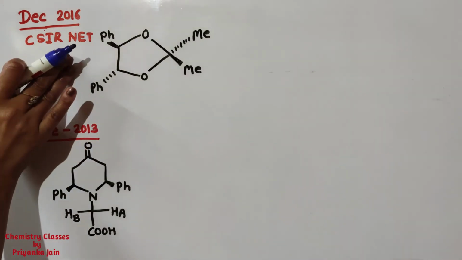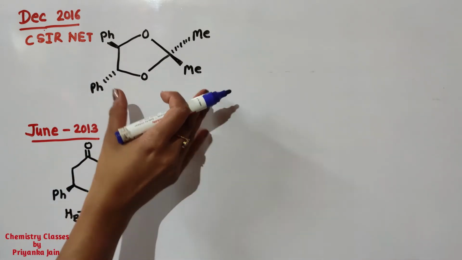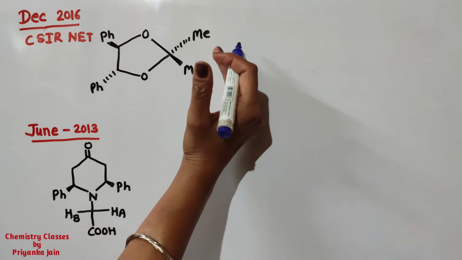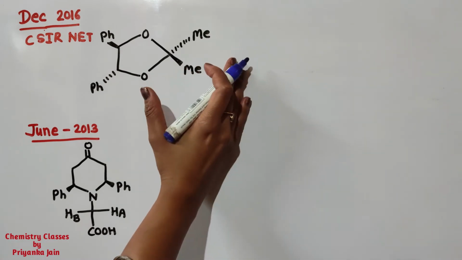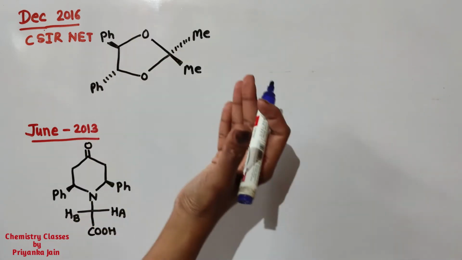Okay, now see this question from the CSIR NET December 2016 question paper. We are given this molecule and we have to identify whether these two methyl groups are homotopic, diastereotopic, enantiotopic, or constitutionally heterotopic, right? So for this, firstly, we have to see the short tricks.